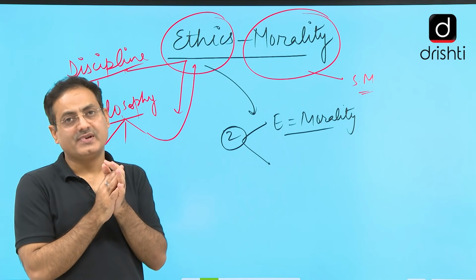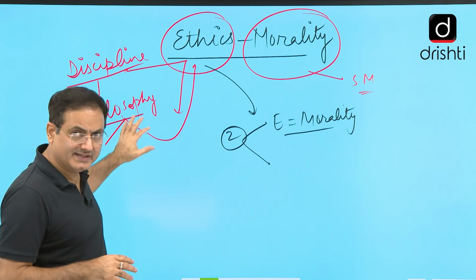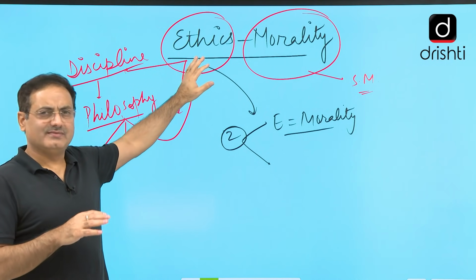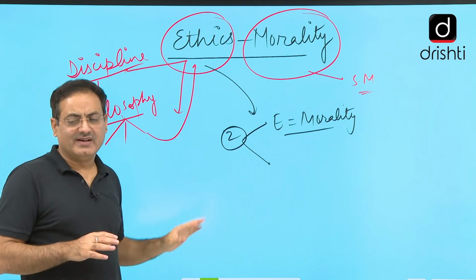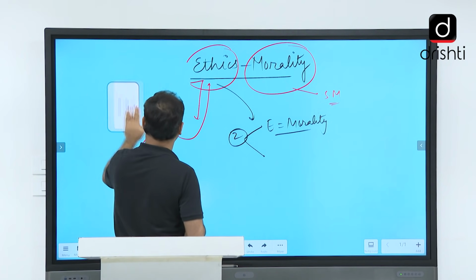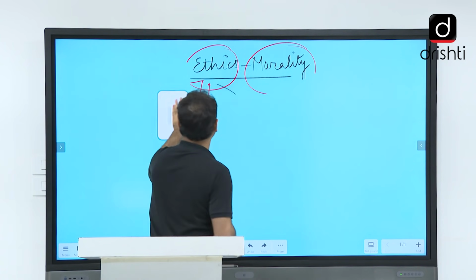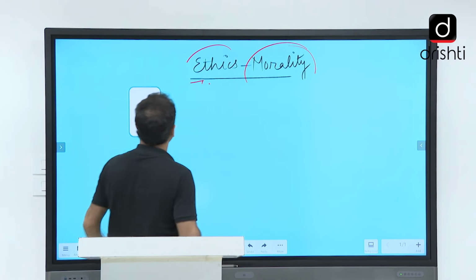So, now, we have understood two things. One, ethics has two meanings. Morality has primarily one meaning. And now if we have to decide what the relationship is between these two words, we'll make a chart and finalize the relationship between these two.